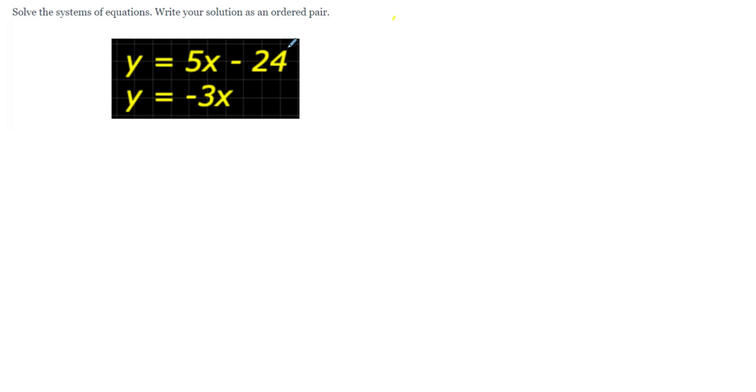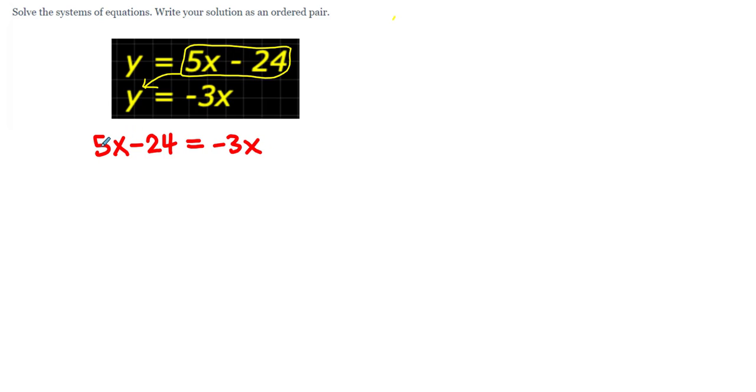So what I'm going to do is take this 5x minus 24. And because 5x minus 24 is equal to y, I can actually get rid of this y right here and substitute the 5x minus 24 because it has the same value as y. Okay, so then I'm going to go right here where the y is. I will put in 5x minus 24 equals negative 3x.